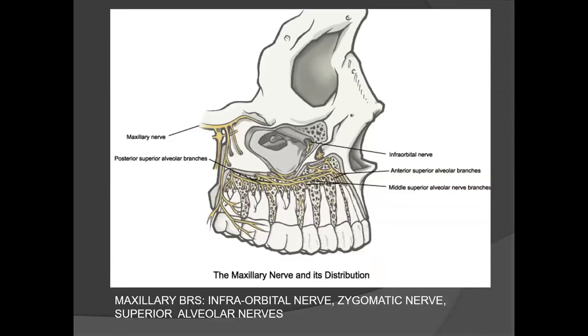Now, these are what we can see as it is passing through the foramen rotundum, and before it comes out from the infraorbital nerve, these alveolar nerves are coming to supply.